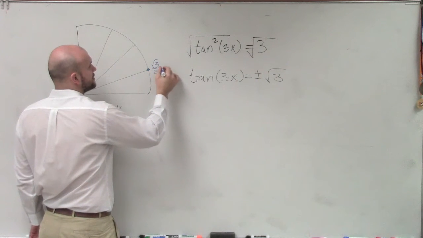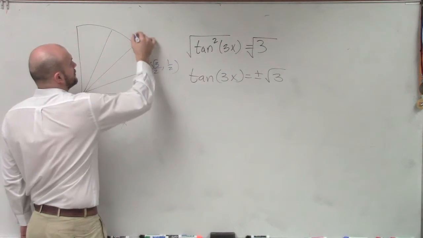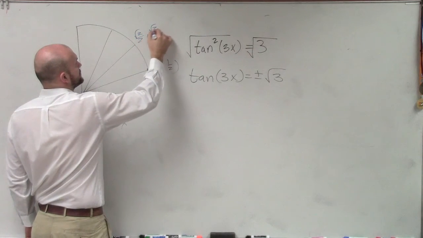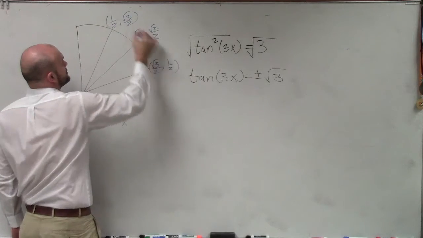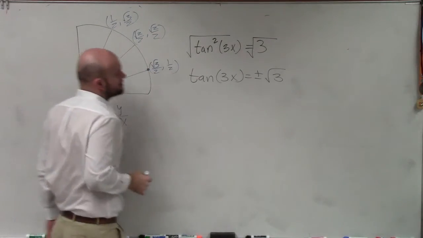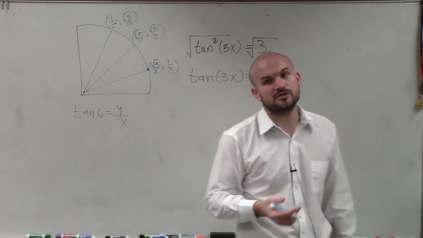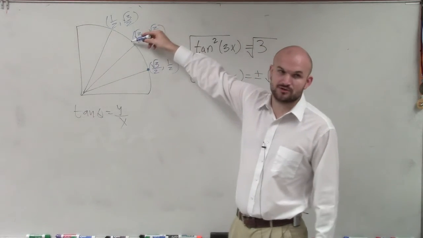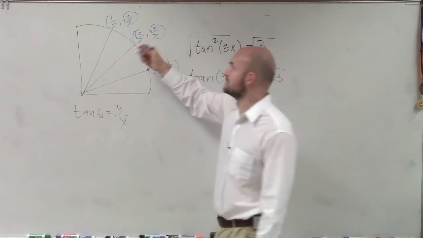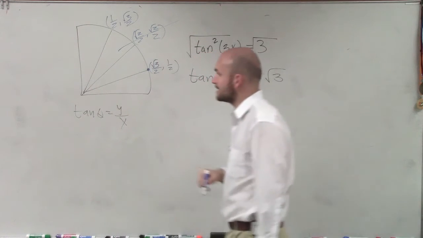So if this point is square root of 3 comma 1/2, square root of 2 over 2 comma square root of 2 over 2, and this one's 1/2 comma square root of 3 over 2. As we're looking for these points, we need to determine which ratio is going to give me the square root of 3. Well, we know that if I take my y coordinate and my x coordinate here, those are the exact same fractions. So that's just going to divide to 1. So that's not going to work.